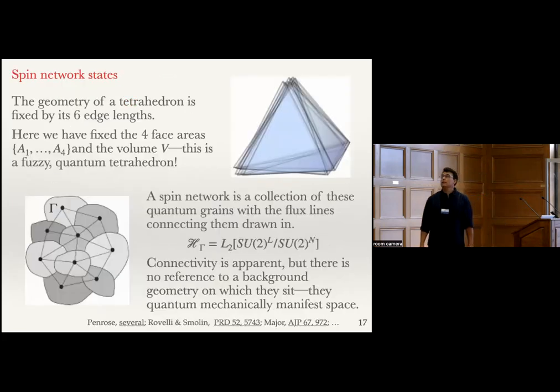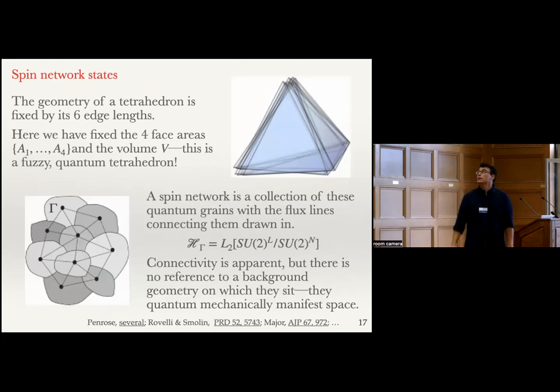So this allows us to say what a spin network is. A spin network is a collection of fuzzy quantum tetrahedra, or quantum grains of space. They're quantum both because we found that they have discrete spectra, but you may notice that if you wanted to completely specify the geometry of a tetrahedron, that geometry would need all 6 of its edge lengths specified, right? And here, what have we done? We've only specified the 4 areas and the total volume of the region. So there's a parameter in the shape of this tetrahedron that's free.